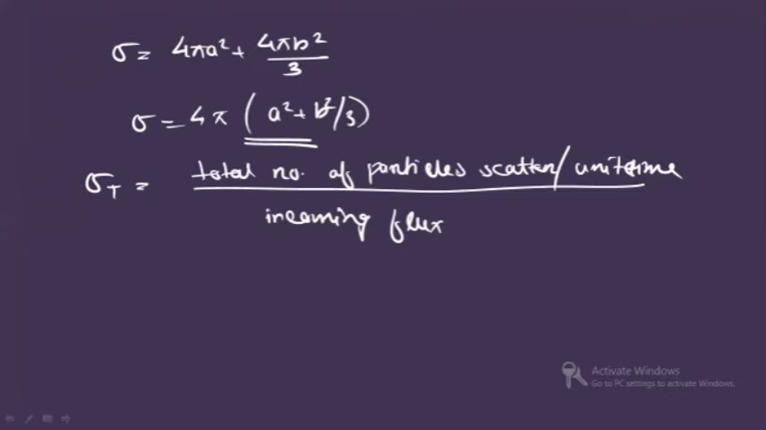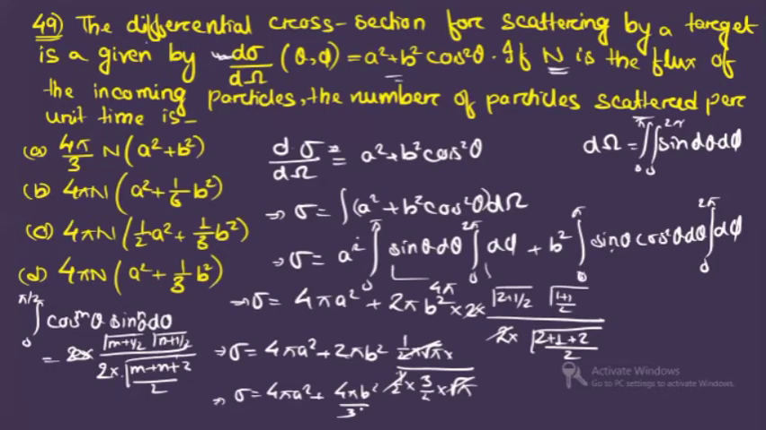So this will be giving us the total number of scattering particles per unit time. So it will be equal to sigma t multiplied by the incoming flux. Incoming flux is n. So it will be n times sigma, that is 4 pi a square plus b square divided by 3. Alright, so this is your answer. It is 4 pi n times a square plus b square divided by 3. Clear? The correct option is option D. So this is very simple, just you have to see the basic formulas. Next.